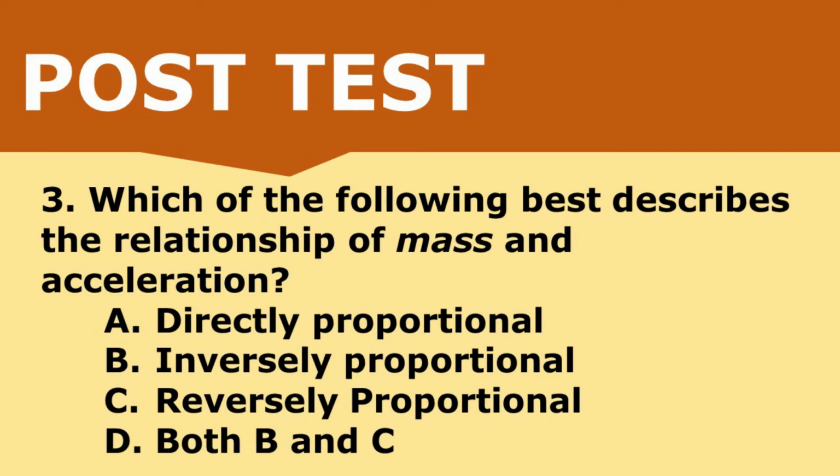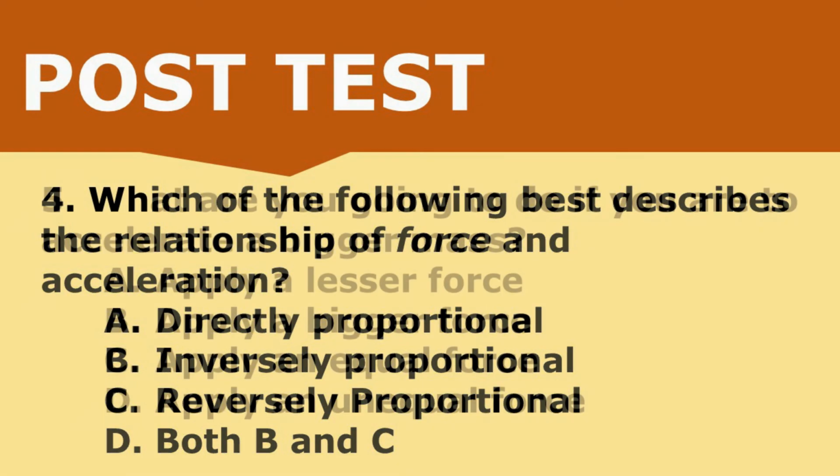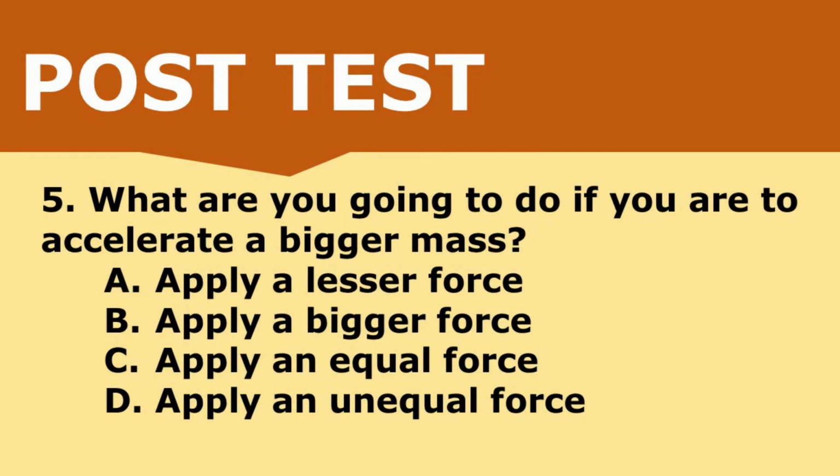Number 3. Which of the following best describes the relationship of mass and acceleration? A. Directly proportional. B. Inversely proportional. C. Reversely proportional. D. Both B and C. Number 4. Which of the following best describes the relationship of force and acceleration? A. Directly proportional. B. Inversely proportional. C. Reversely proportional. D. Both B and C.